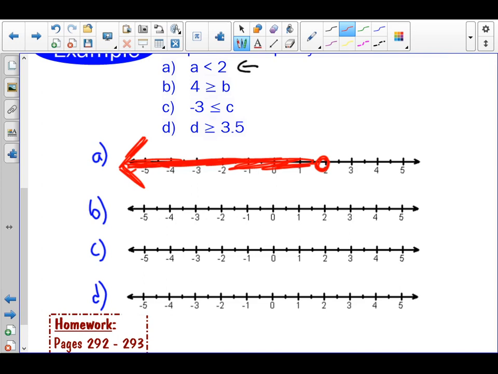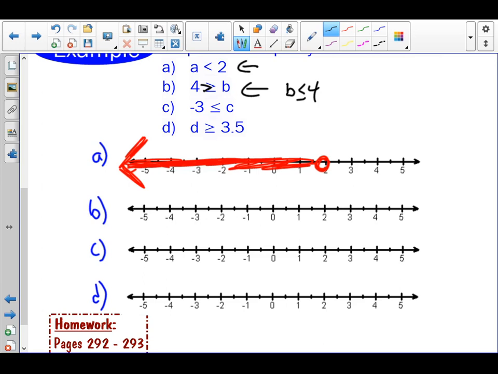Okay? The next one we have is this one. This one's different because the letter comes second. So if you want, you can rewrite this and write the letter first. You could see the pointy end of the inequality is beside the B. So that's still the case. And we have B is less than or equal to 4.